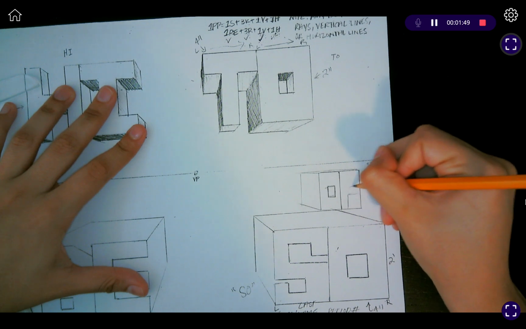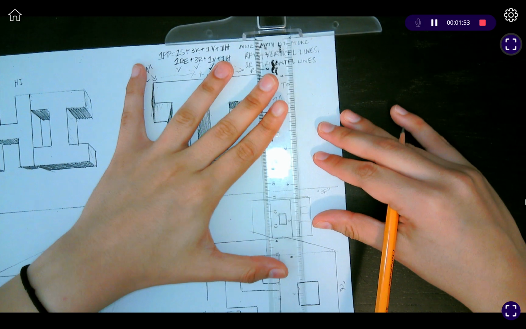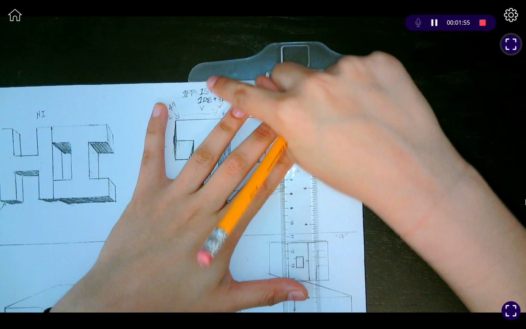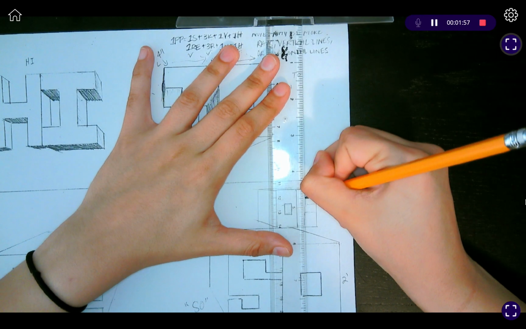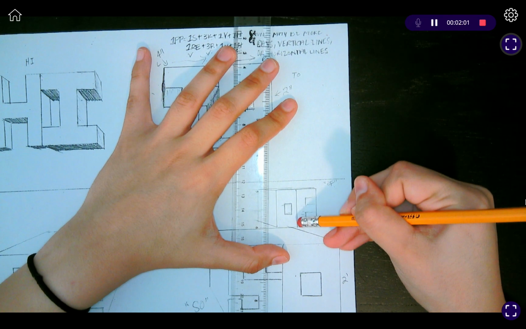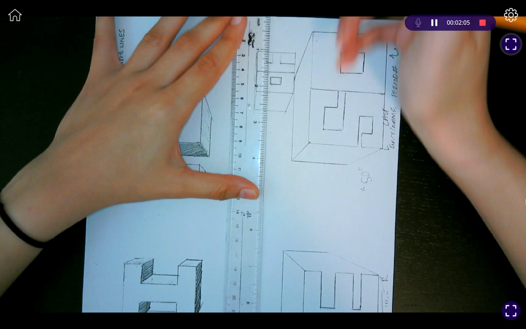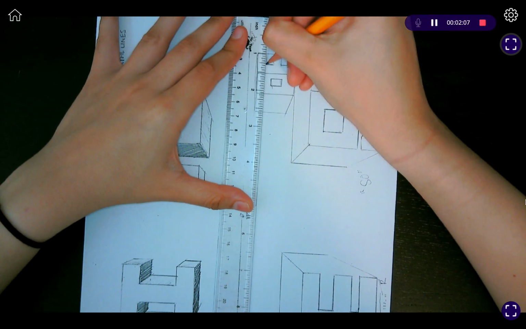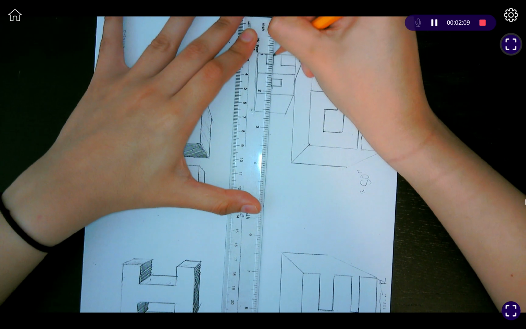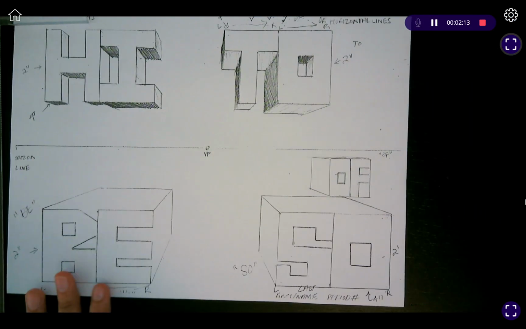Now I'm going to draw my F. The F, I think I'm going to want like this, and then like that. Okay, then here I'm going to line up my ruler to the top, then right here. Okay, it's a little bit more out this way. Then from here we have this one, and that one.